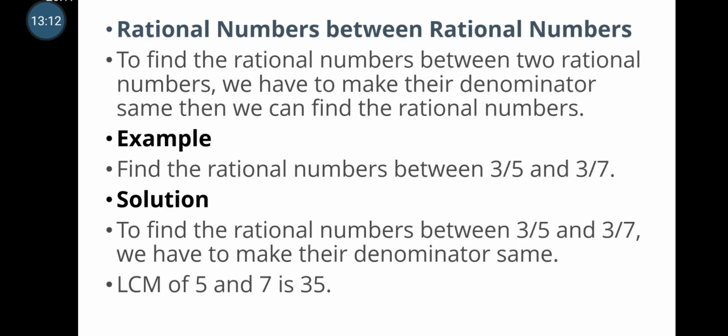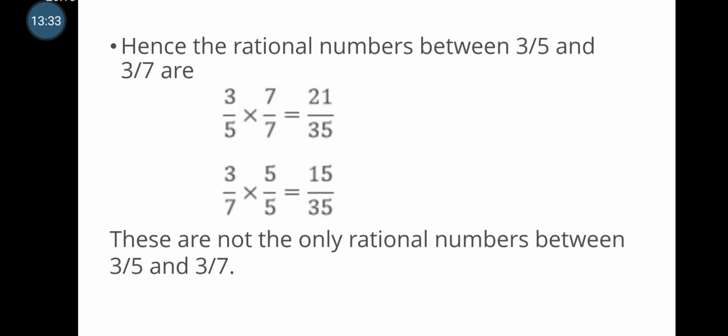To find the rational numbers between two rational numbers, we have to make the denominator the same, then we can find the rational numbers. Suppose you have two fractions, 3 by 5 and 3 by 7. The denominators are different, so make the denominator the same. As usual you will do the LCM and multiply by those factors. So 7 and 5 you are multiplying and dividing. So 21 by 35 and 15 by 35. What are the numbers between 15 and 21? It is 16, 17.